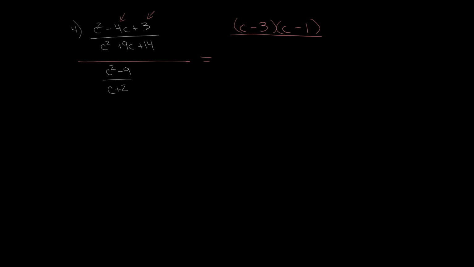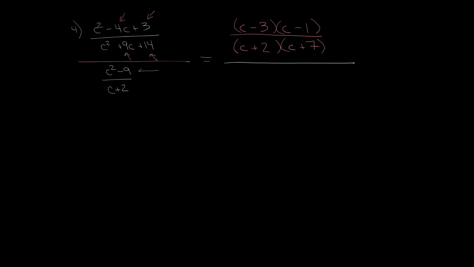Okay, now that denominator. So what times what gives me c squared? C times c. What multiplies together to give me 14, that adds together to give me 9? A 2 and a 7. Okay, all of that is divided by this other fraction.